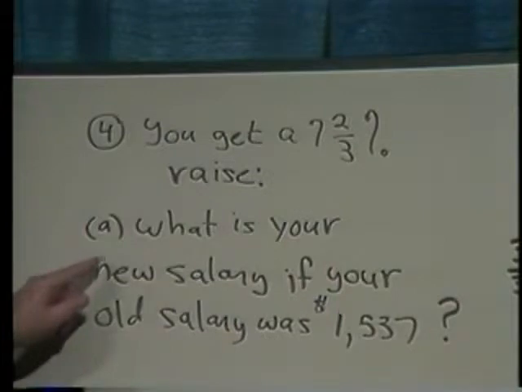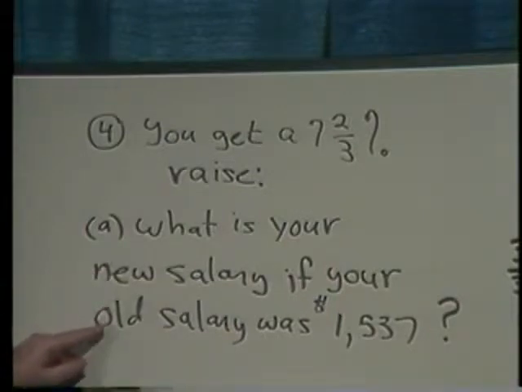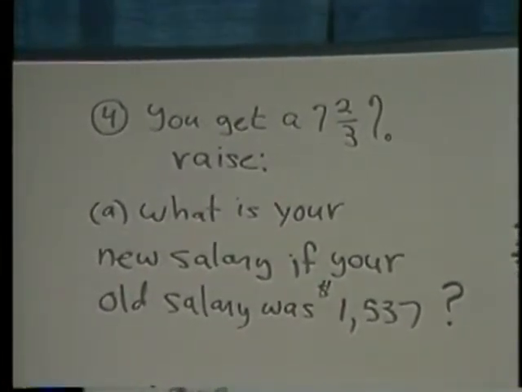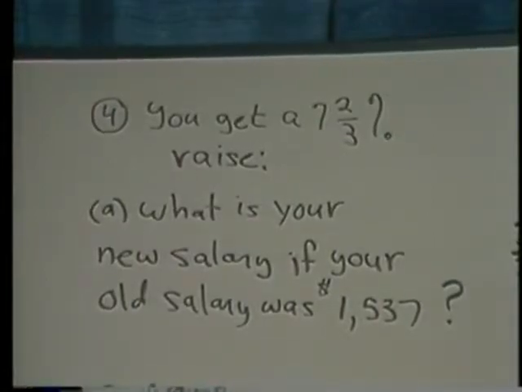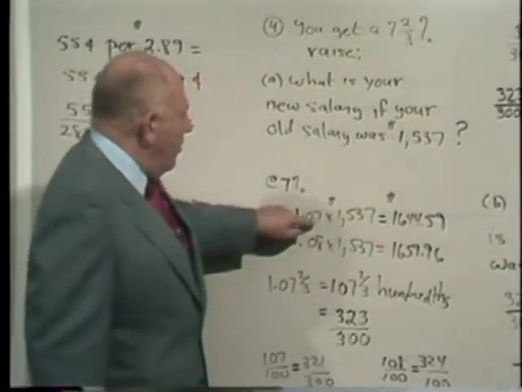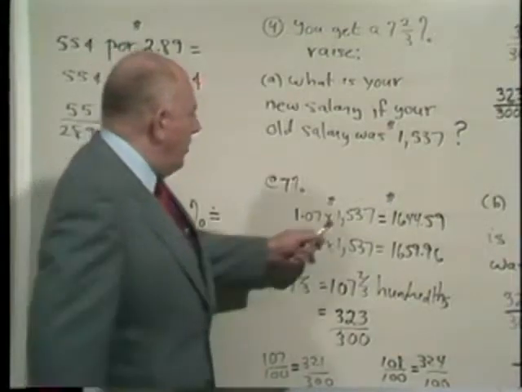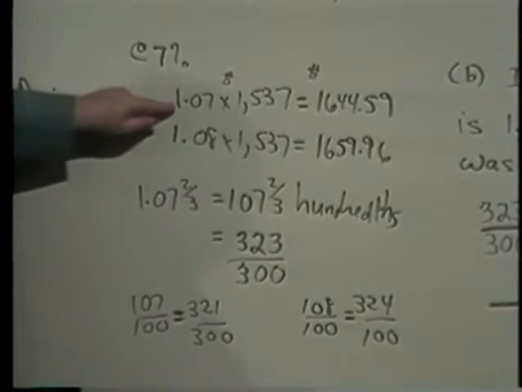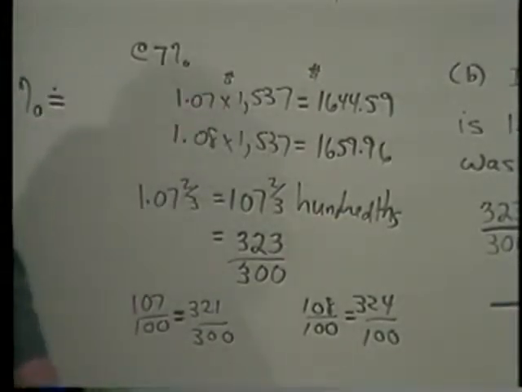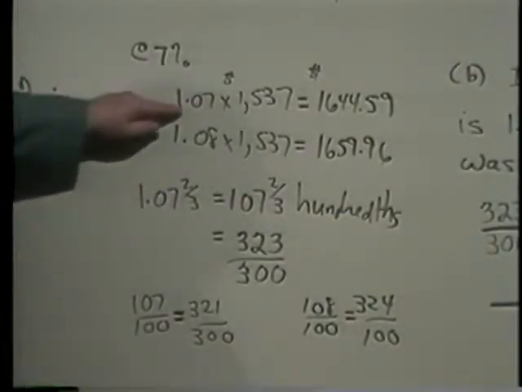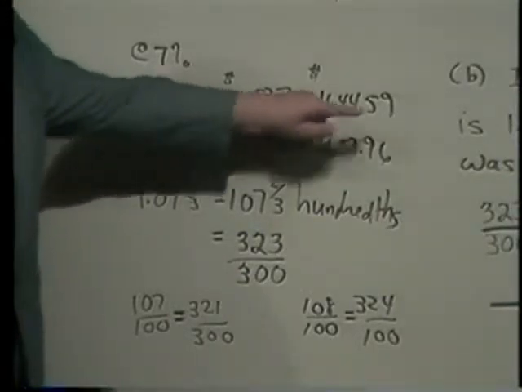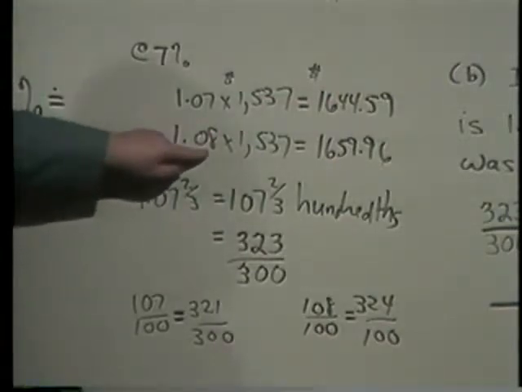Well, you see, again, if numbers like 7 2/3 bother you, work with 7% and 8%. See, 7 2/3% is between 7 and 8%. If you get a 7% raise, that means that for every dollar you were making before, you're making $1.07 now. So in other words, if you were making $1,537, you're now making $1.07 times 1,537. So at a 7% raise, you would be earning $1,644.59.